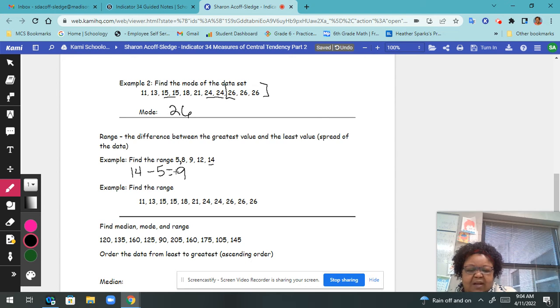So what about this one? My greatest value is 26. My least value is 11. So my range is 15. Range tells you your spread of your data, how far out your data goes. How's it spread out? So we know it's spread out over 15 units. So that's what the range would tell you. So remember that, because I think that question is on the test. I know it's on a quiz, but range tells you the spread of your data.